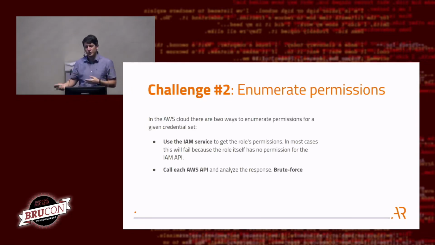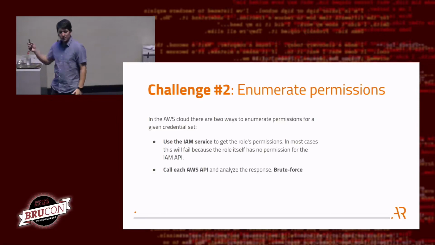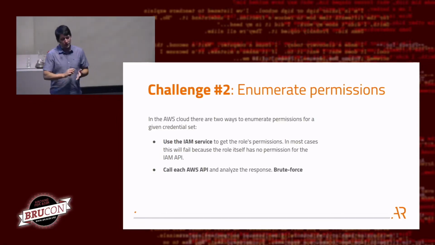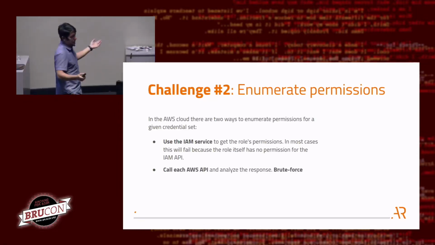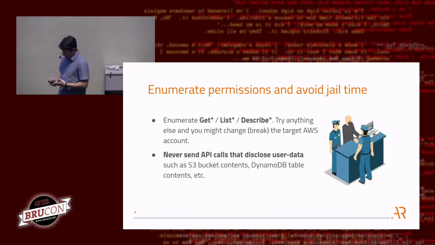I had to perform a brute force process. The brute force process is simple. You call an API in AWS. If you get 403, then you are not allowed. If you get a 200 response with some content, then you're allowed. Brute force. There are a few things in this brute force process.